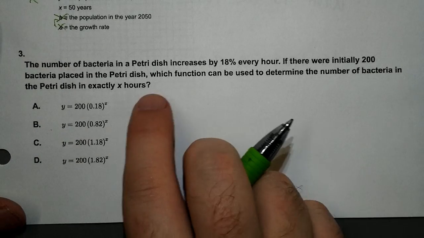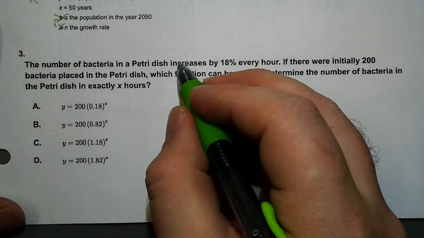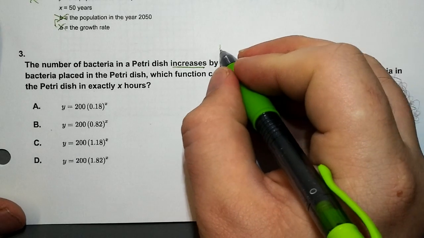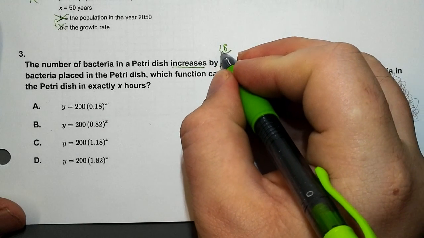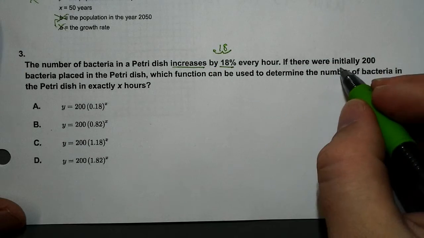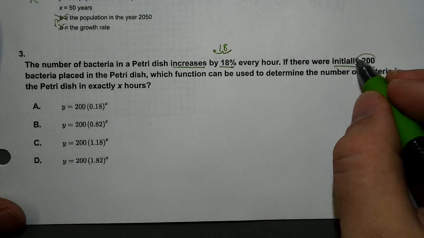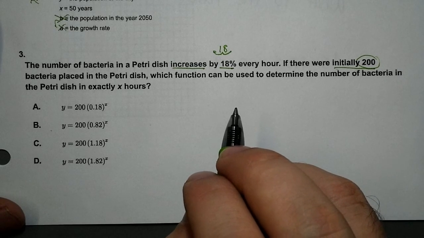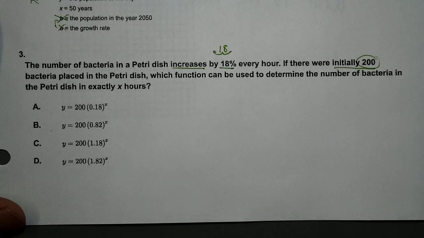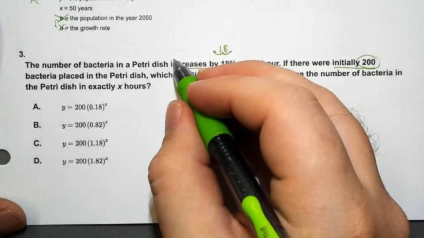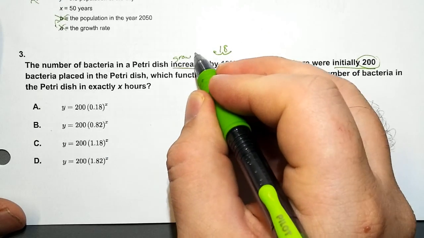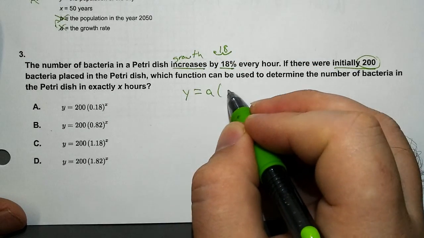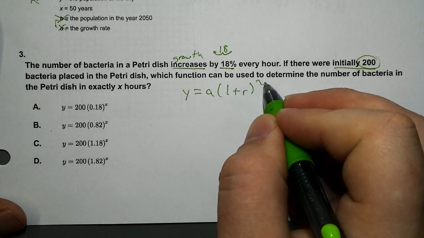Number 3, the number of bacteria in a petri dish increases every hour by 18%. Remember, it gave you the rate as a percent, change it to decimal, 0.18. There were initially 200 bacteria placed in the dish. Which function can be used to determine the number of bacteria in the petri dish in exactly x hours? So it's increasing, so this is a growth. So let's use our growth equation. y equals a times 1 plus r to the x.